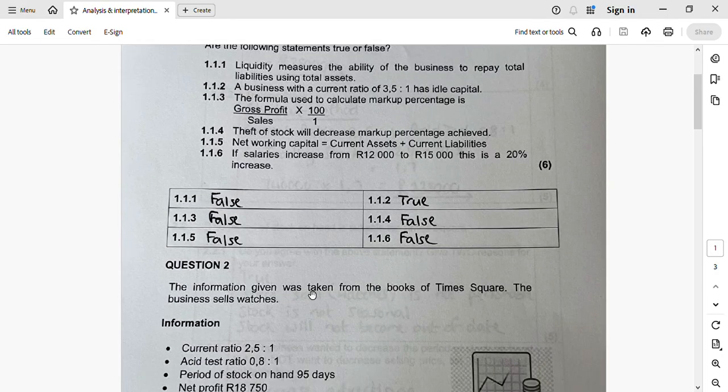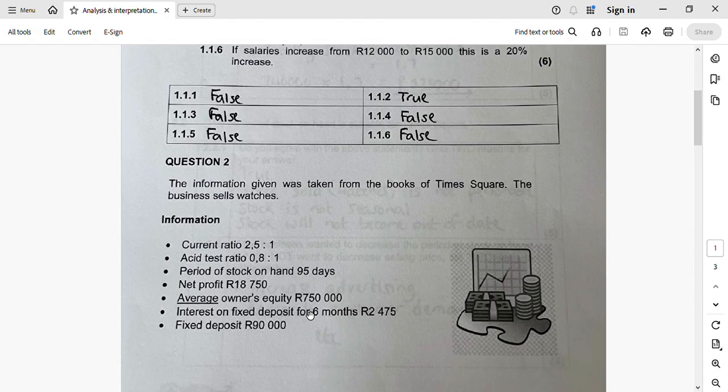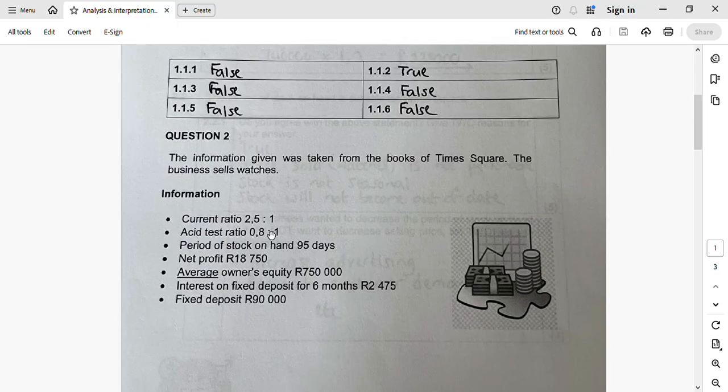Right, then they give you information taken from the books of Times Square and the business sells watches. They then give you a series of financial indicators and amounts and ask you questions. So before I start going through the questions, when you're doing analysis answers, make sure you answer in point form, and very important, make sure you quote relevant financial indicators or information.